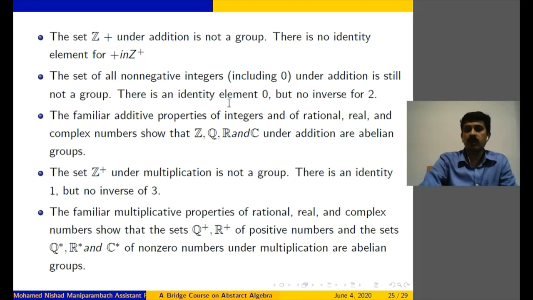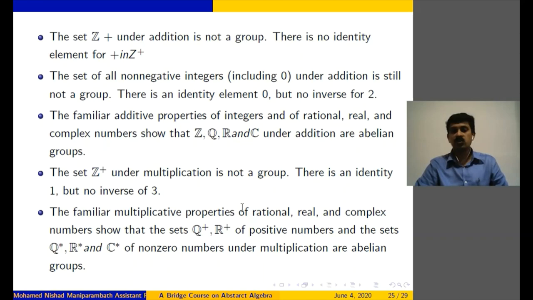The familiar additive properties of the integers, rational, real and complex numbers show that Z, Q, R and C under addition are abelian groups. The set Z plus under multiplication is not a group, since there is an identity element 1 but no inverse of 3. The familiar multiplicative properties of rational, real and complex numbers show that the sets Q plus, R plus of positive numbers and the sets Q star, R star and C star of non-zero numbers under multiplication are abelian groups.